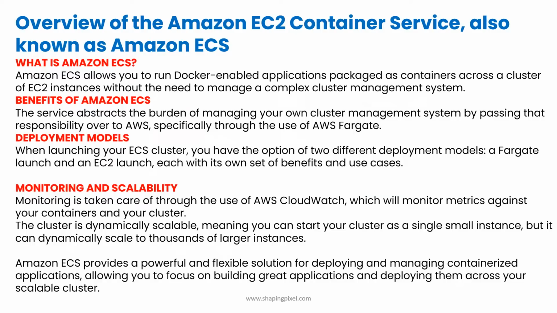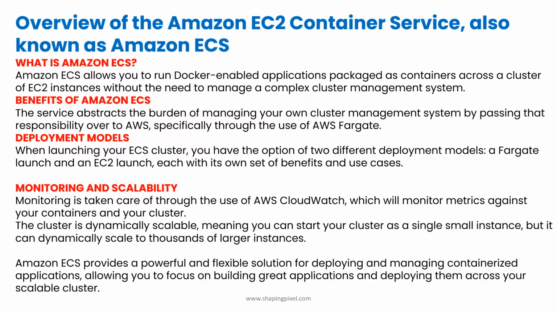Let's see an overview of the Amazon EC2 Container Service, also known as Amazon ECS. Amazon ECS allows you to run Docker-enabled applications packaged as containers across a cluster of EC2 instances without the need to manage a complex cluster management system. The service abstracts the burden of managing your own cluster management system by passing that responsibility over to AWS, especially through the use of AWS Fargate.